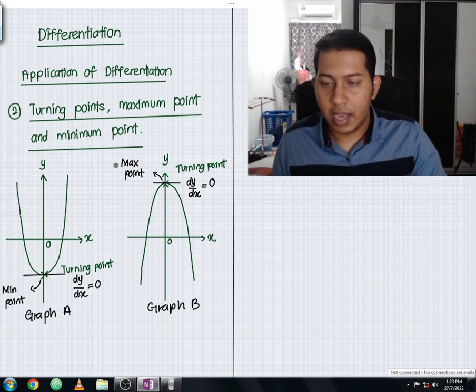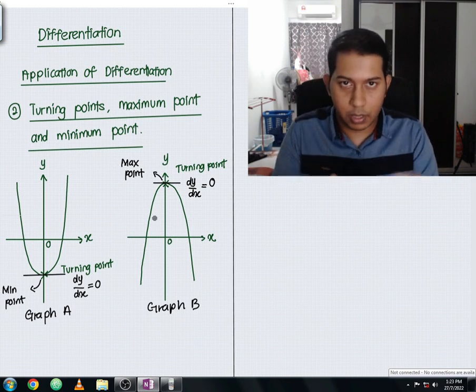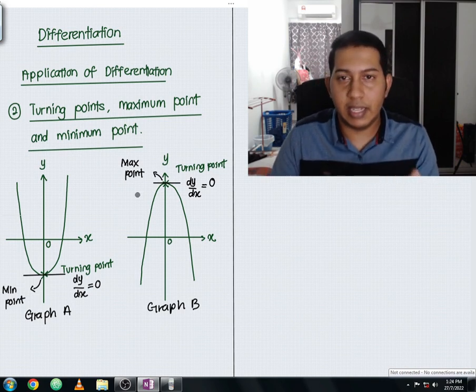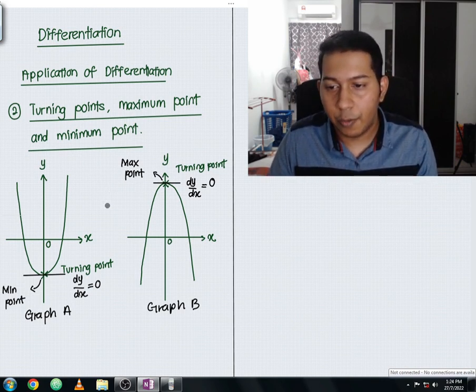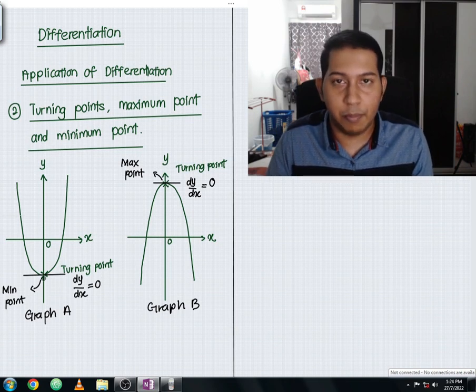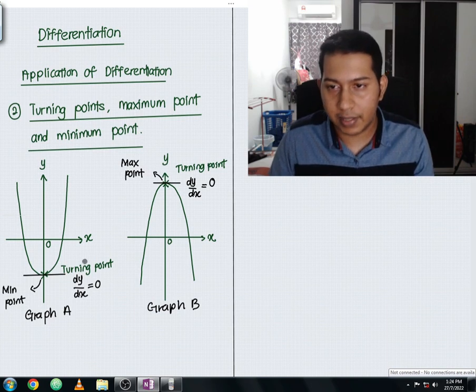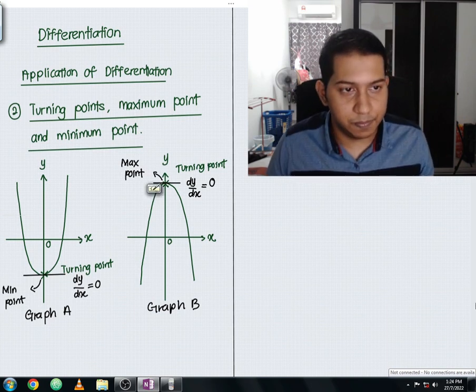Of course, I'm showing you through the diagram, so it is easier for you to check. But in the calculation, how are you going to determine whether the turning point is a maximum point or a minimum point? I'm going to summarize all the formulas and explain it to you now.